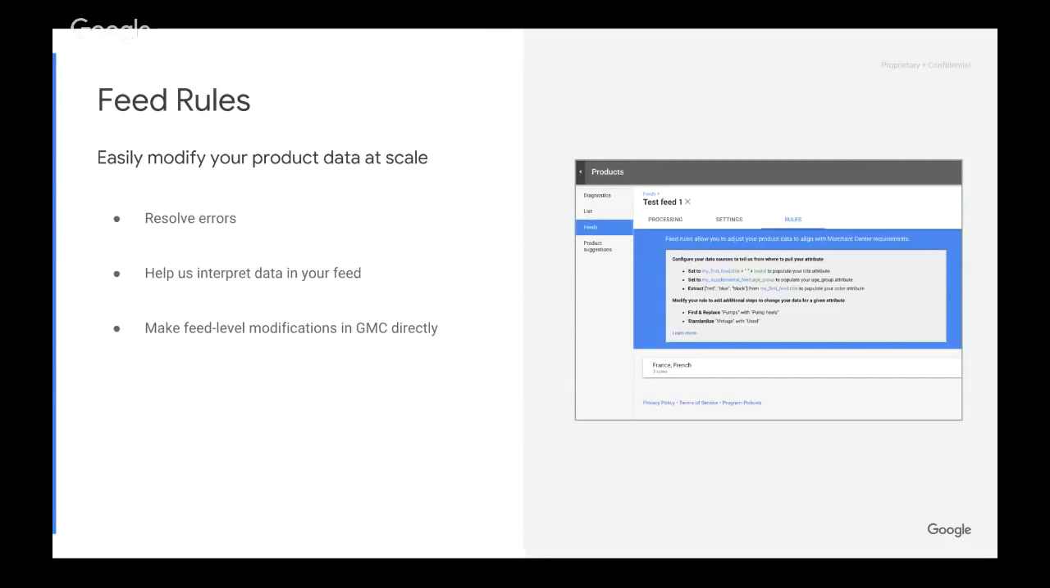So you could use conditions, for example, such as only apply a certain change if brand corresponds to a certain value, or if a custom label meets a certain criteria, or the price is within a certain threshold. And you can use these feed rules not only to change product data, but obviously to resolve errors that are highlighted on the diagnostics tab, or make these feed level modifications in GMC directly for a particular country.